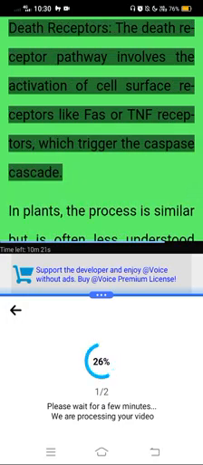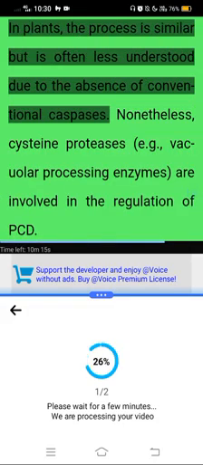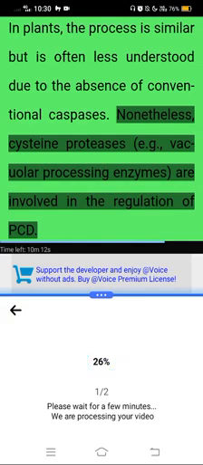Death receptors. The death receptor pathway involves the activation of cell surface receptors like FAS or TNF receptors, which trigger the caspase cascade. In plants, the process is similar but is often less understood due to the absence of conventional caspases. Nonetheless, cysteine proteases, e.g., vacuolar processing enzymes, are involved in the regulation of PCD.